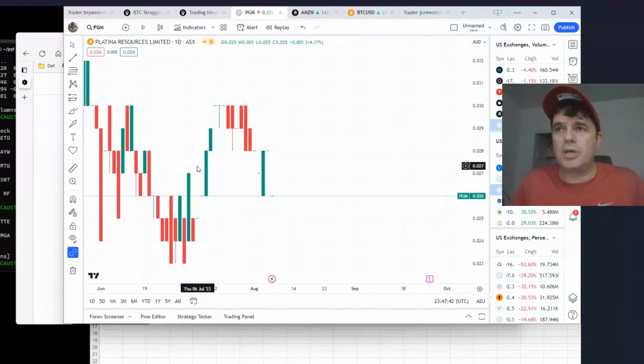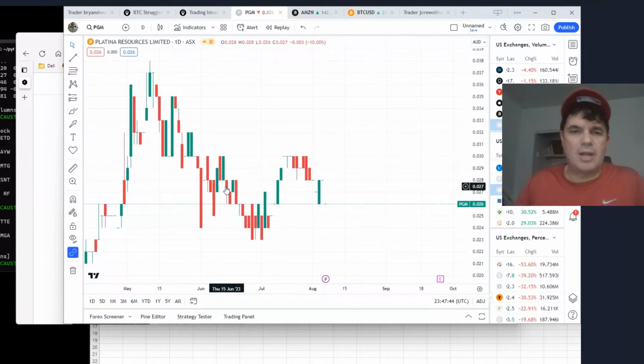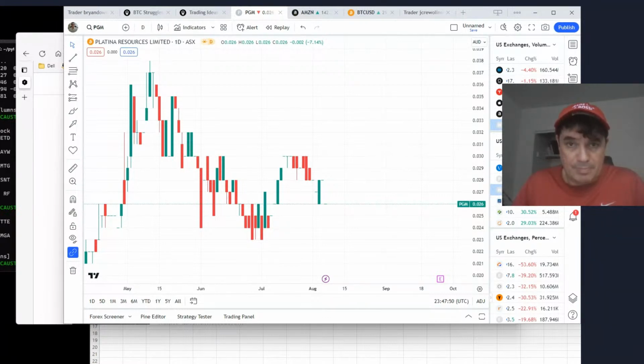Okay, so we got a daily chart. No offense, there's not a lot of liquidity there if that's the same stock. Let me just see here. PGM is Platinum Group Metals. Yes. Rhodium. I'm going to be honest with you, I'm not a big fan of this chart.